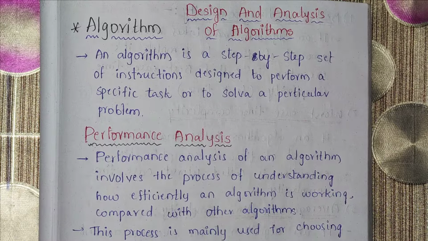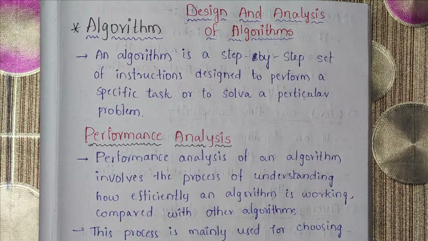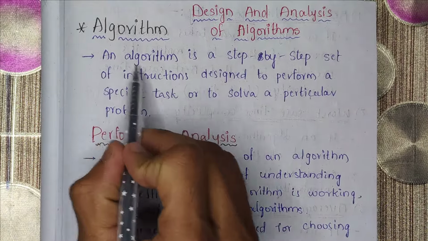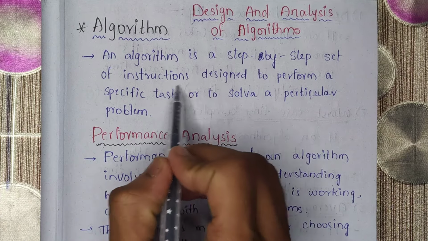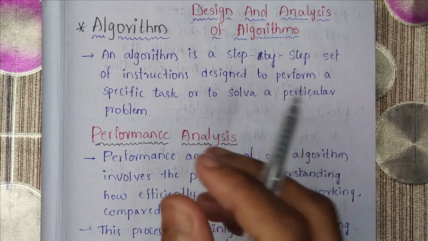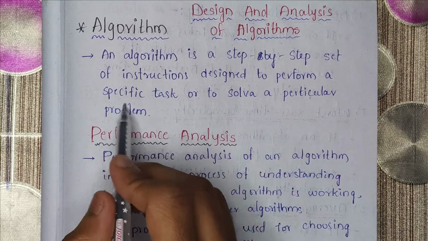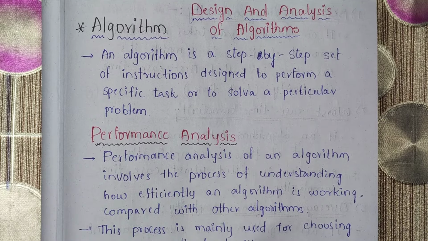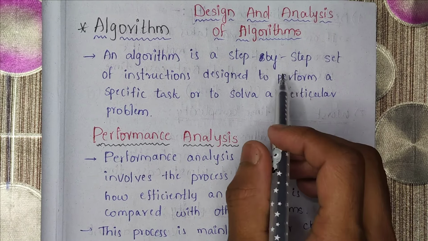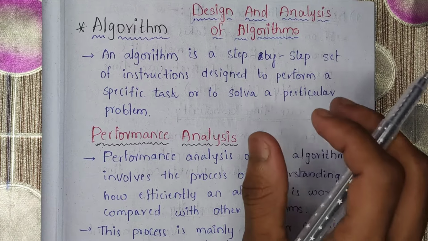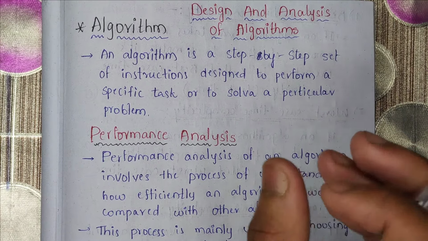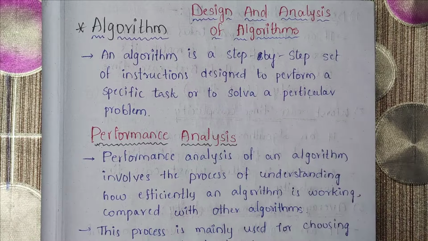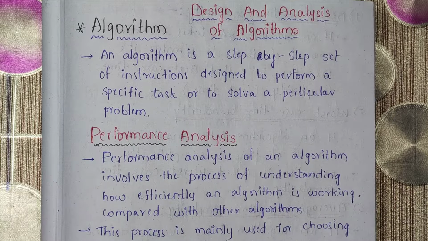So in this subject, the first topic is what is meant by an algorithm. Coming to the definition, an algorithm is a step-by-step set of instructions designed to perform a specific task or to solve a particular problem. What is meant by an algorithm? It is a step-by-step sequence of steps which is used to perform a specific task or to solve a particular problem.